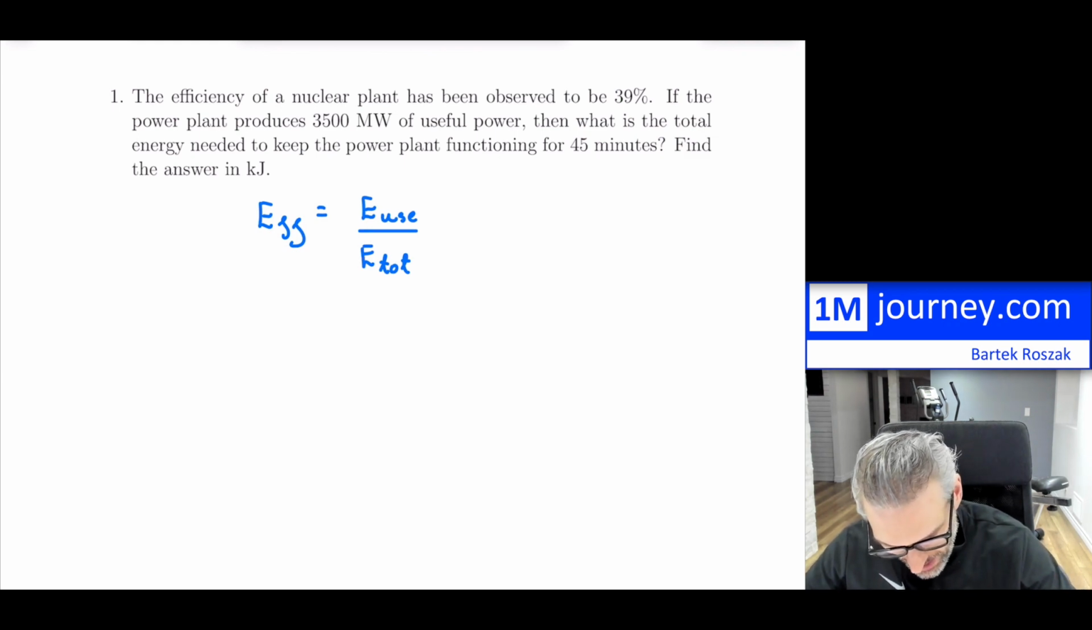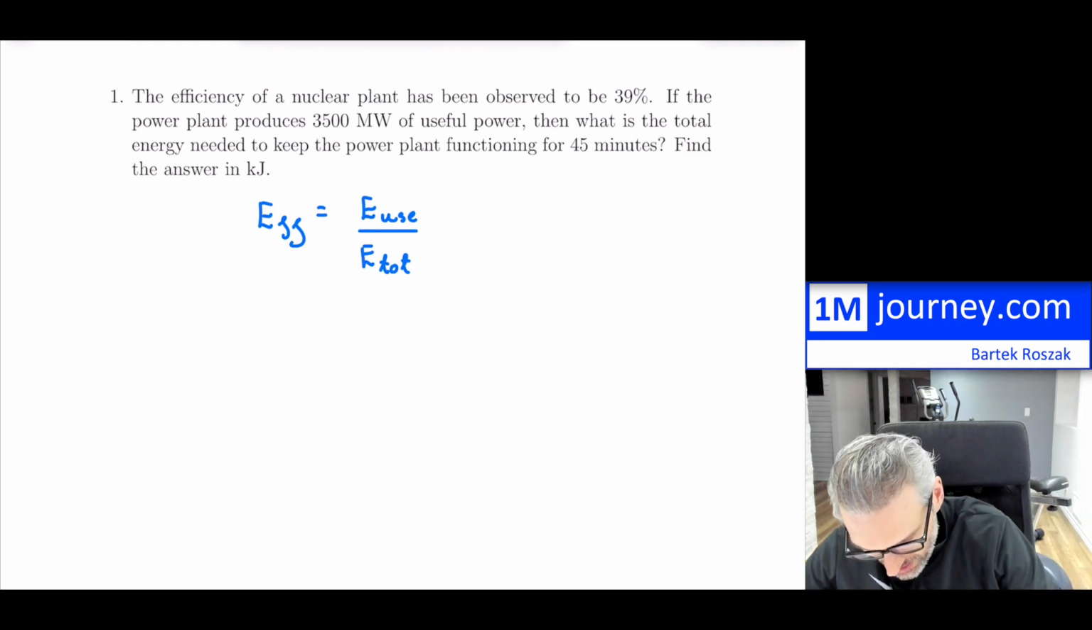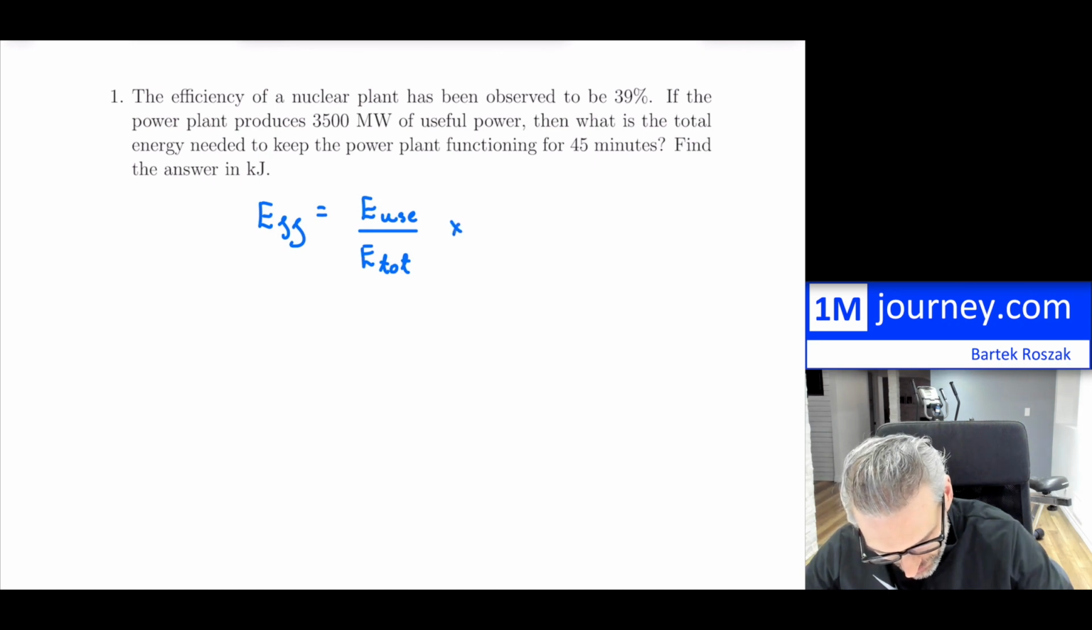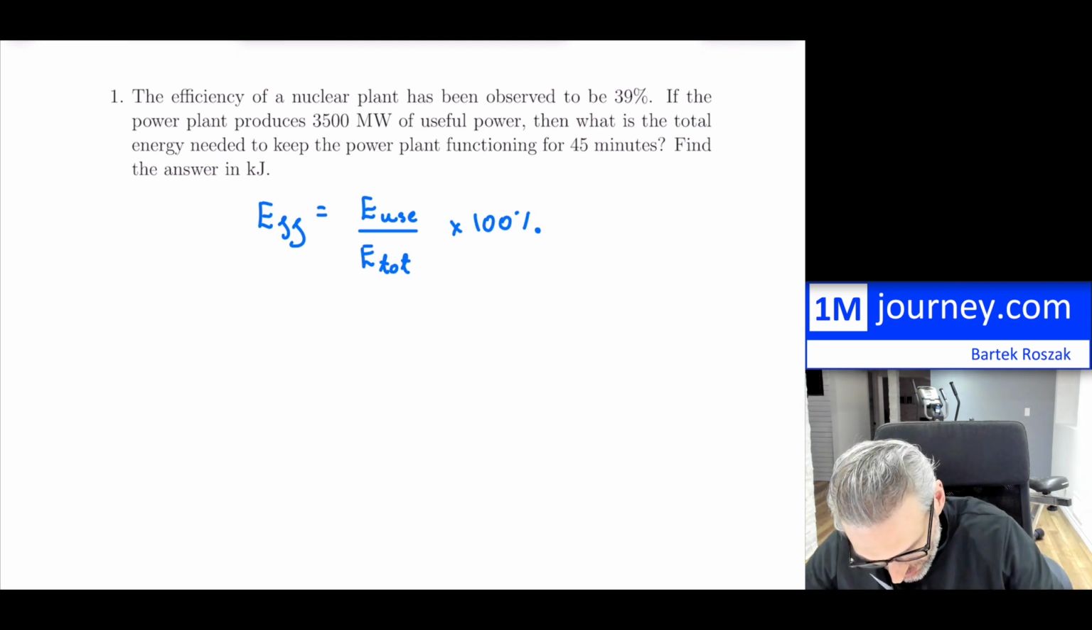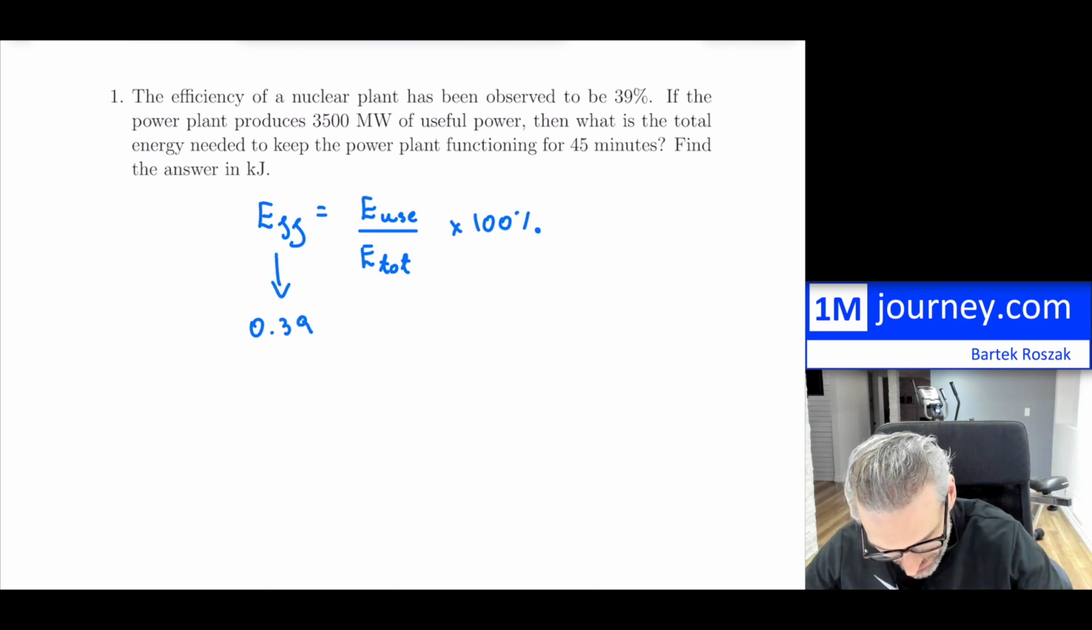Now they're telling us that the efficiency is at 39%. So this is times 100%. Of course, if you take 39 and you divide it by 100, you're going to get 0.39. That's the efficiency in the equation.